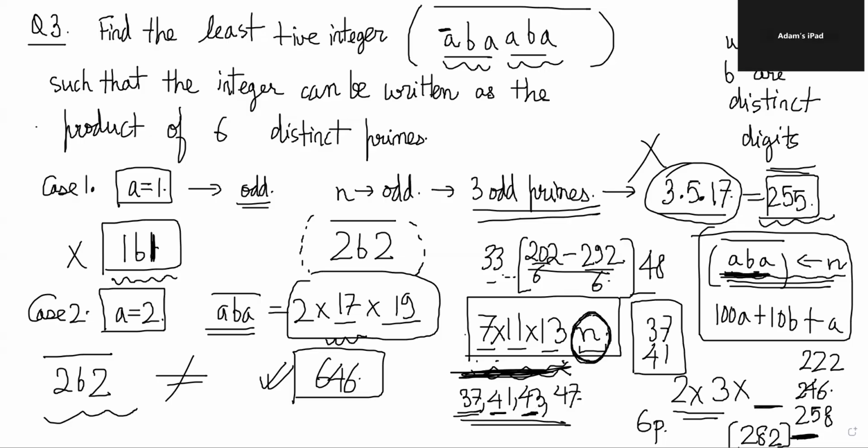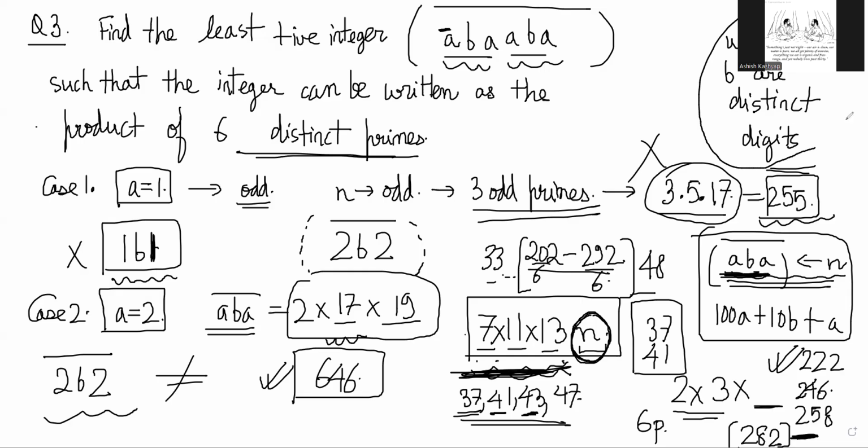Wait, what about 222? If you put 222, then B is also 2. The whole number is 222222, right? Oh yeah, they have to be distinct. It has to be distinct primes, they have said, right? Because 222 is 2 into 3 into 37. But wait, A and B also are supposed to be distinct. Yeah, primes were distinct, but A and B also are supposed to be distinct.